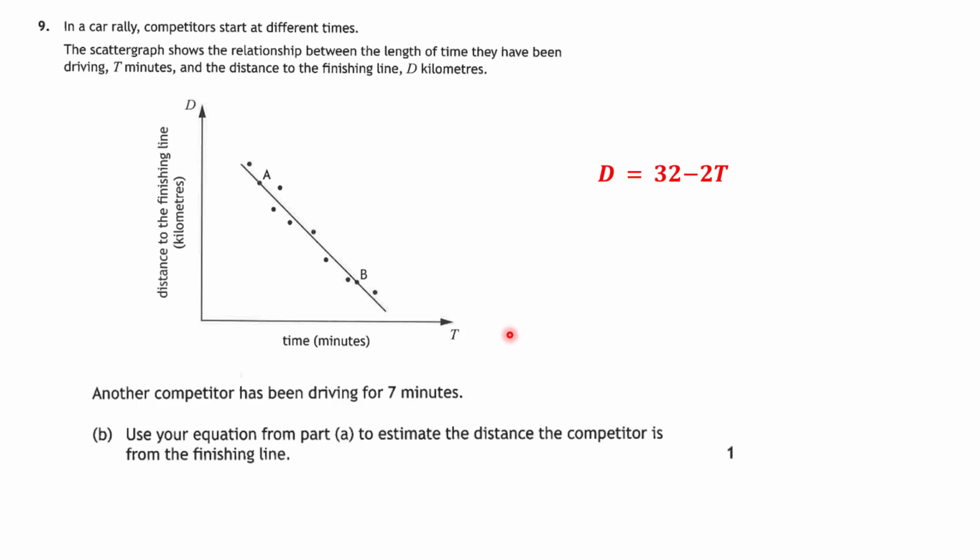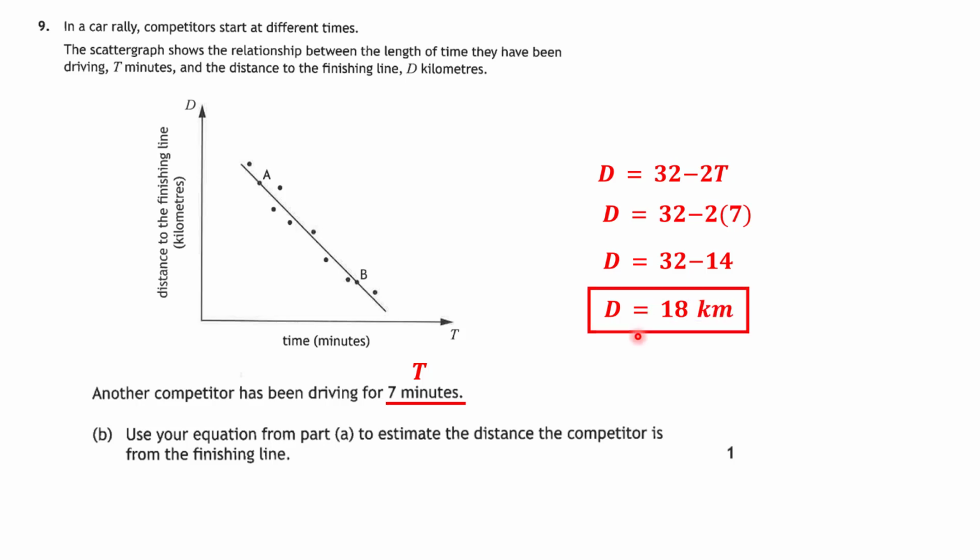All we need to do is change the time, so this t will change into 7. So it's going to become d equals 32 take away 2 times 7. 2 7s are 14, so it's 32 take away 14, and that gives you a value of 18. Now you shouldn't just leave it as a number, because this line for d is measured in kilometers here, so you have to put in kilometers. And that's the answer for 1 mark.